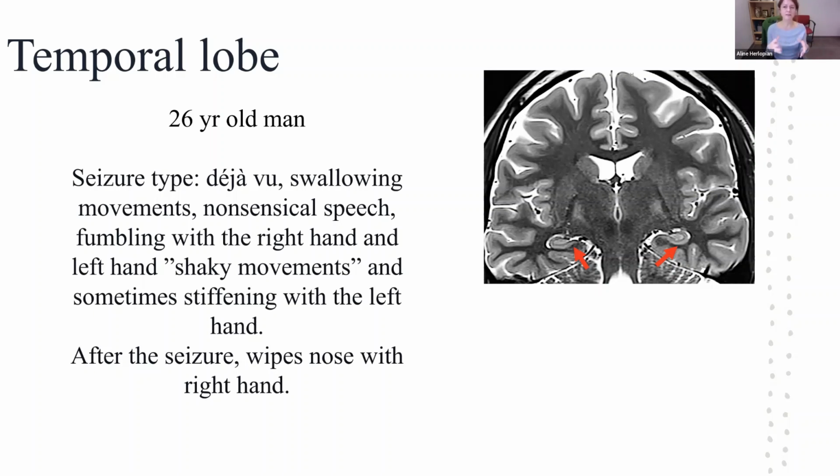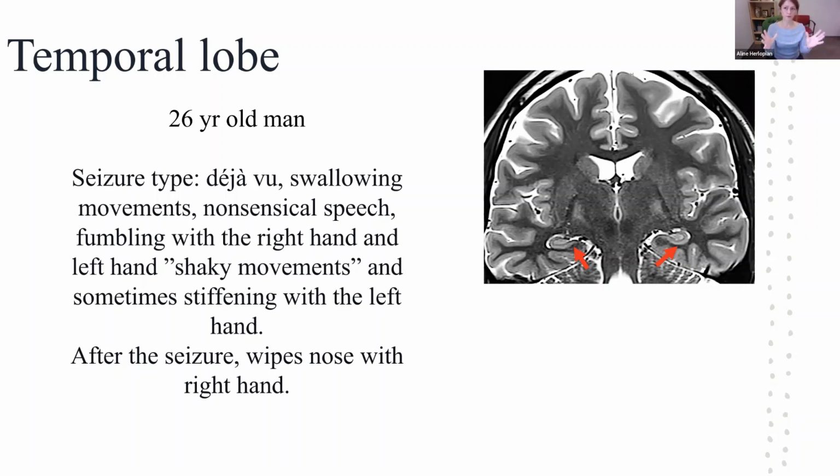And you have left hand shaky movement, and this is what we call ringe, which is non-rhythmic, the non-clonic tremors of the hand contralateral to the ictal onset, and sometimes stiffening of the left hand, which is the dystonia, and also again is contralateral. And lastly, the other part is the wiping of the nose with the right hand, which is usually a post-ictal phenomenon associated with an ipsilateral focus.